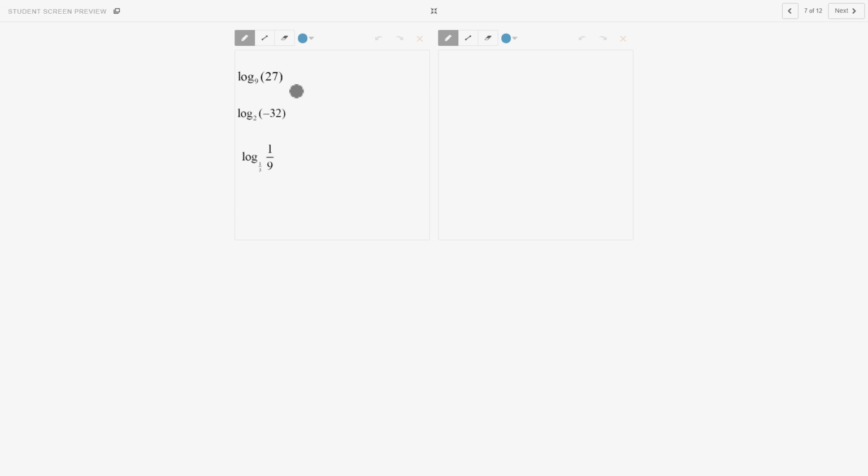We'll do a few more on this one. Set it equal to x. So 9 to the x equals 27. Well, I can rewrite 9 as 3 squared and 27 as 3 cubed. So I'd have 2x equals 3, or x equals 3 over 2.